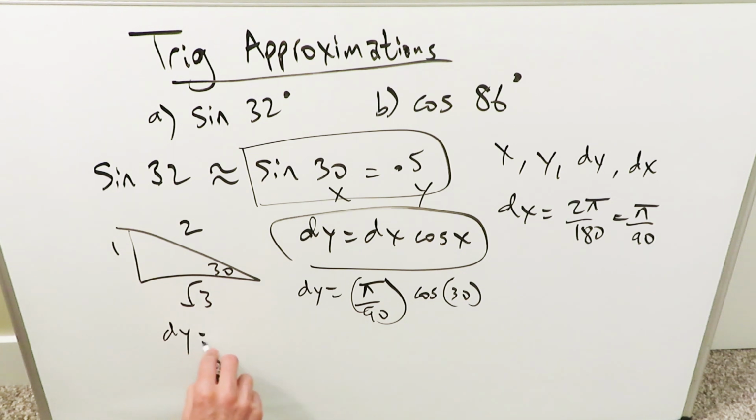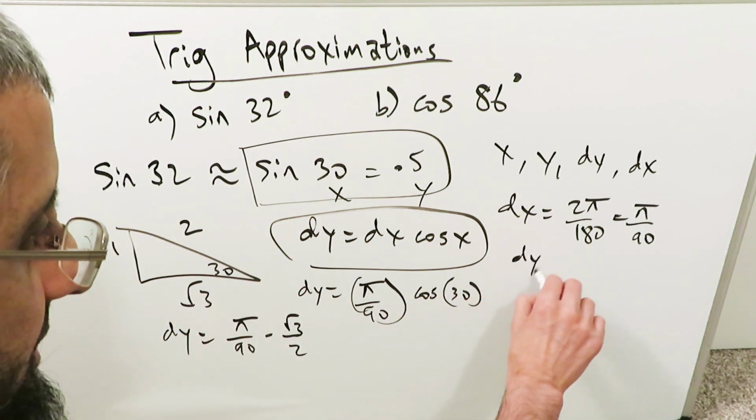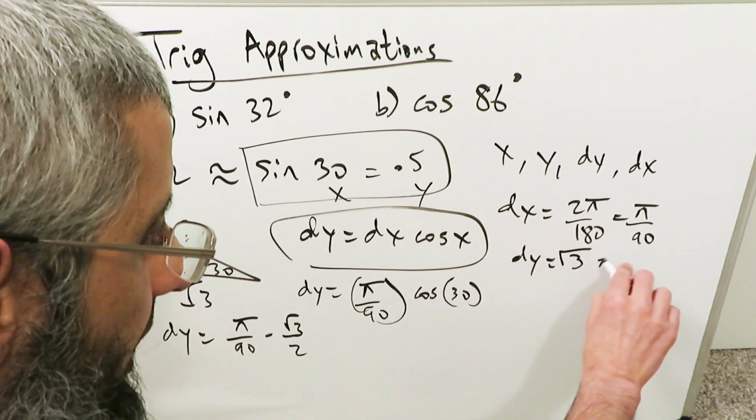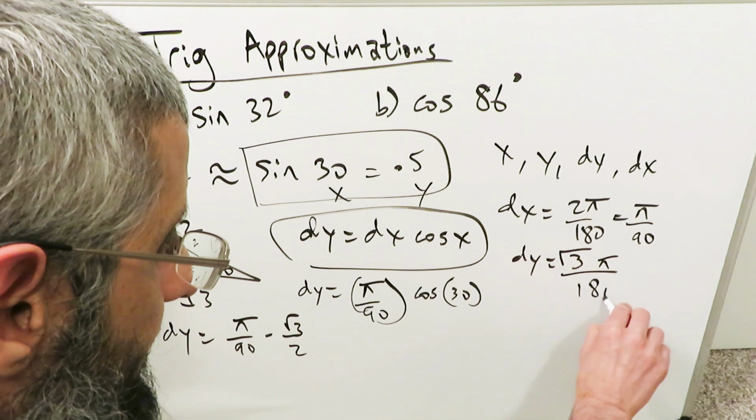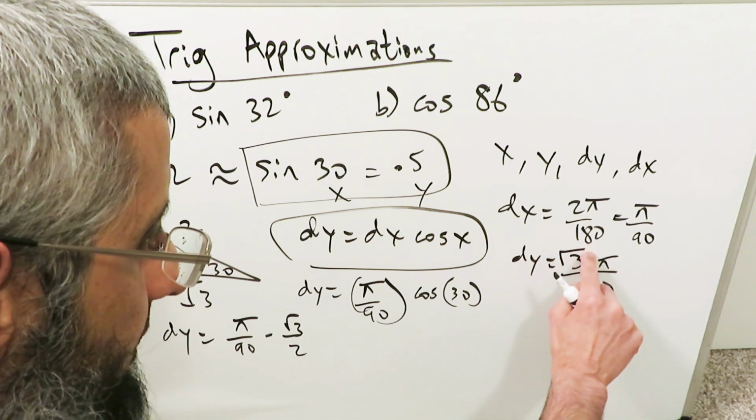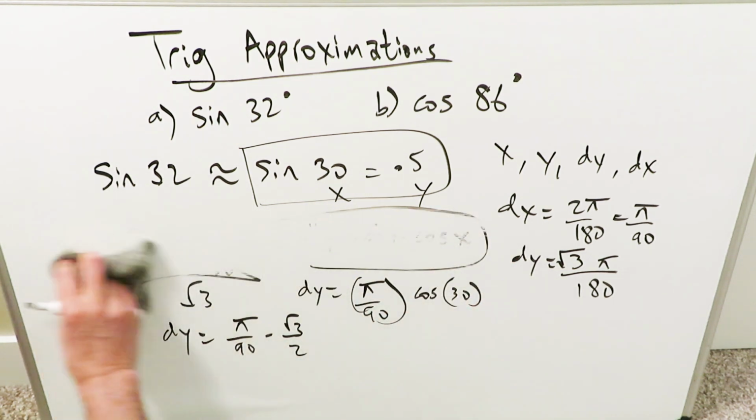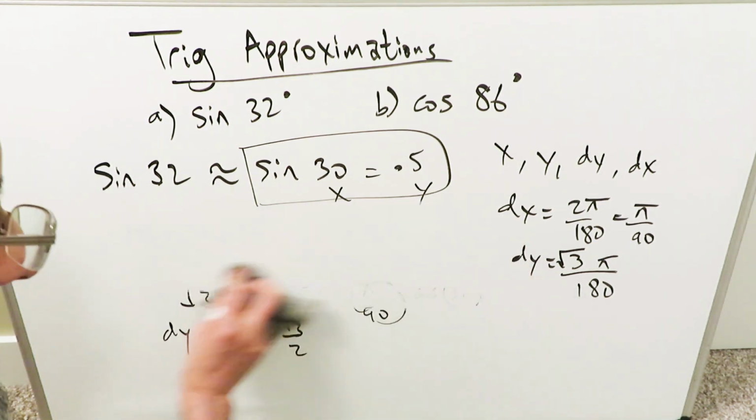So I know dy is equal to pi over 90 times root 3 over 2. My dx times my cosine x. X here is your known value 30. So I know now my dy is equal to, I'll combine these, root 3 pi over 180. This pi is not in the radical, it's just root 3 pi with 180 as your denominator. So we've determined my dy, we've determined dx, we've determined x's and y's.